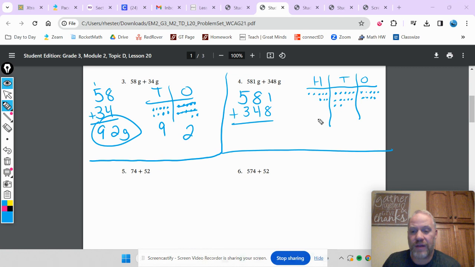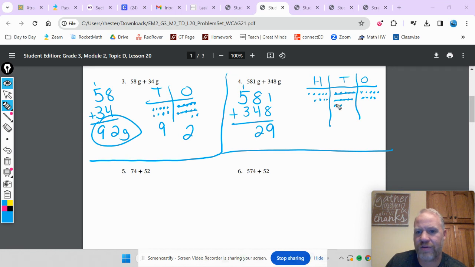All right. Now I need to ask myself, are there enough ones to bundle? There's 9. No. Are there enough tens to bundle? Yes. There's 10 here, and there's 2 extra. So I'm bringing 1 over here. So that's this. I have 8 plus 4, which was 12. I had 12 in here. So the 1 from the tens gets moved over to the hundreds.